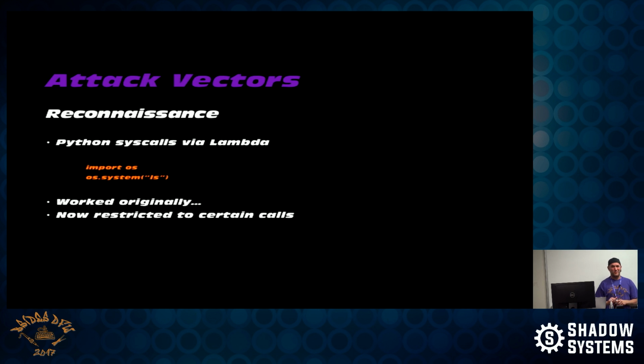So I thought to myself, why couldn't I just start doing the same and poking around the file system on the Lambda container itself? So that's exactly what I did. I did ls, I did cat /etc/passwd, and started poking around and started to find some really cool stuff. It worked originally.